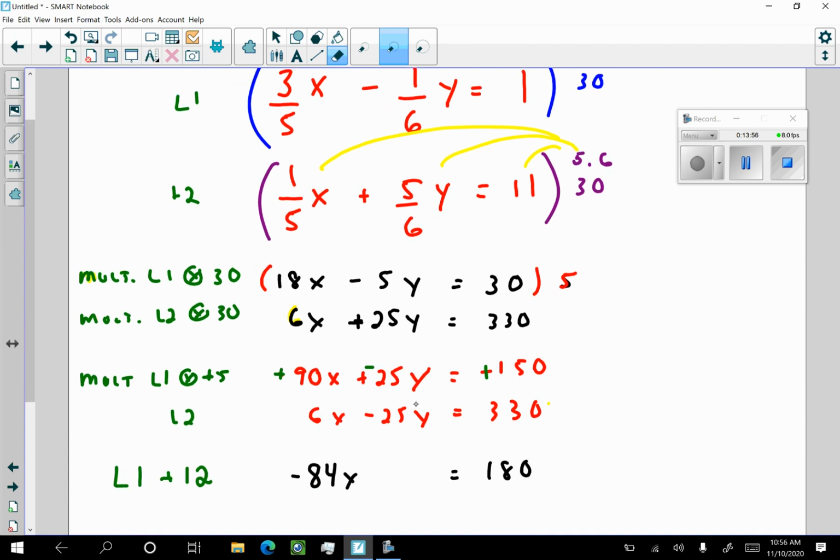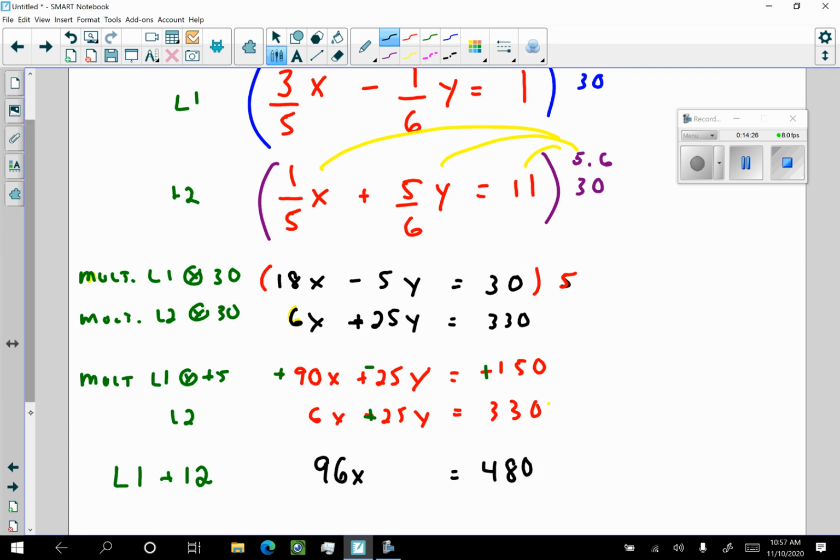And now when I add them together, and keep in mind, if I rewrite L2, this is all positive. And now this changes this equation here. Now when I add them together, I get 90x plus 6x is going to be 96x. 150 plus 330 is 480.